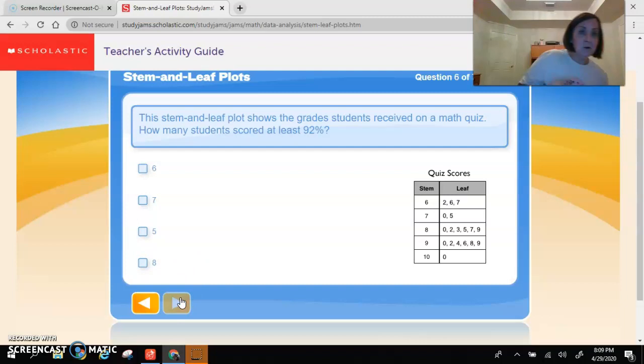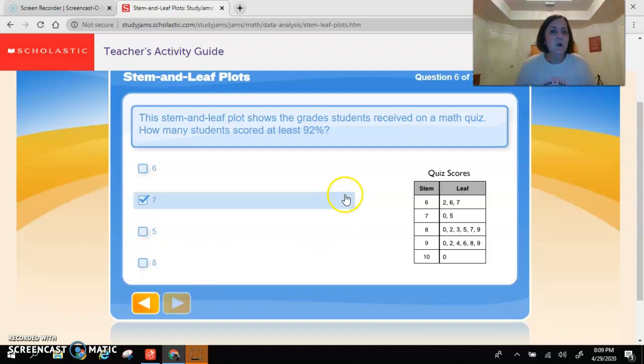We have 2 more questions. This stem and leaf plot shows the grades that the students received on a math quiz. How many students in the class scored at least a 92% on their test? So that means if they scored at least a 92%, anything under 92 is no go. Anything 92 or higher is going to answer the question. Because if I make a 95, guess what? I made at least a 92.